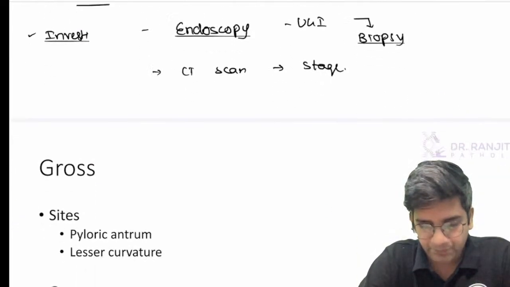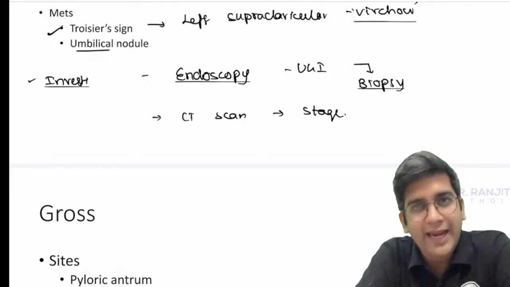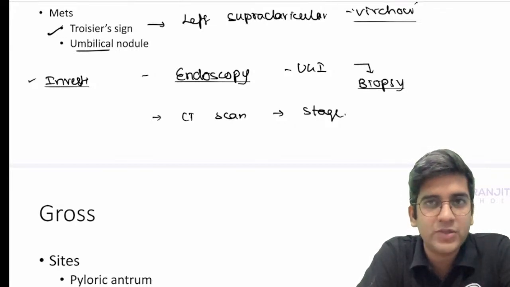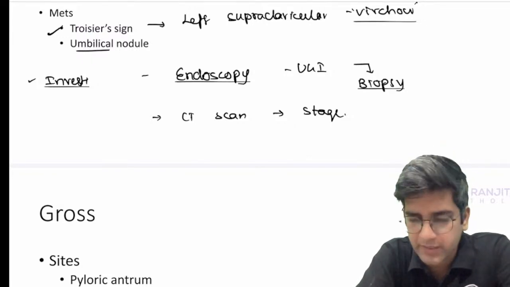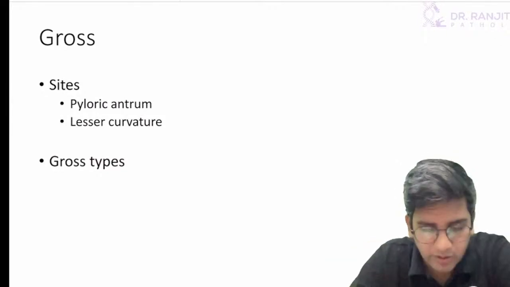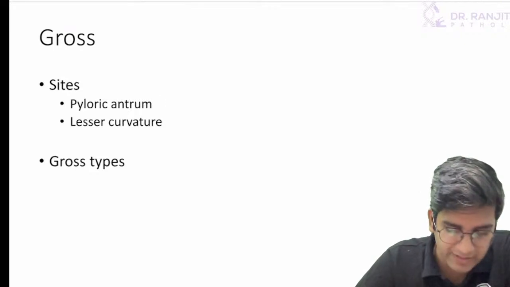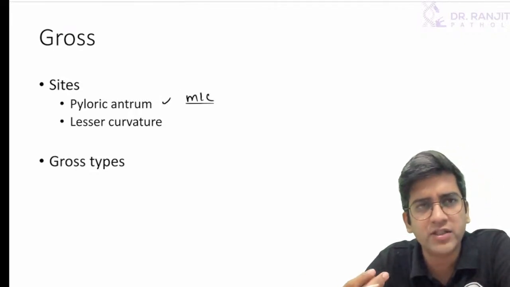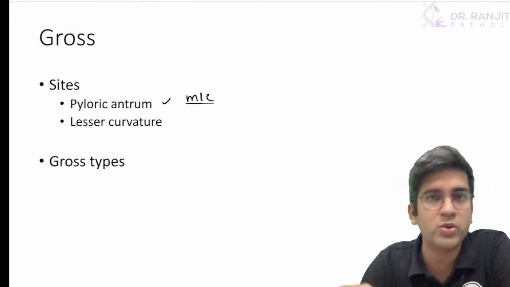Now we know the gross. Gross is simple. What are the things in gross? Any adenocarcinoma or any epithelial cancer, I'm going to have the same thing. I'll have ulcerative, ulceroproliferative lesions, and also an infiltrative lesion. That's how it's going to be there, right? I'll try to do it sometime later. Now let's concentrate on GIT. Site: the predominant site is going to be the pyloric antrum. This is the most common site. You can have the tumor also in the lesser curvature of the stomach. That also is possible, but pyloric antrum is undoubtedly the common one.